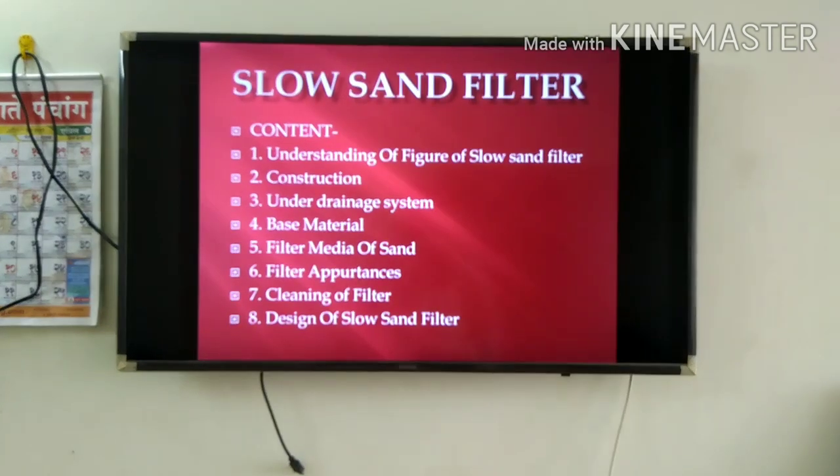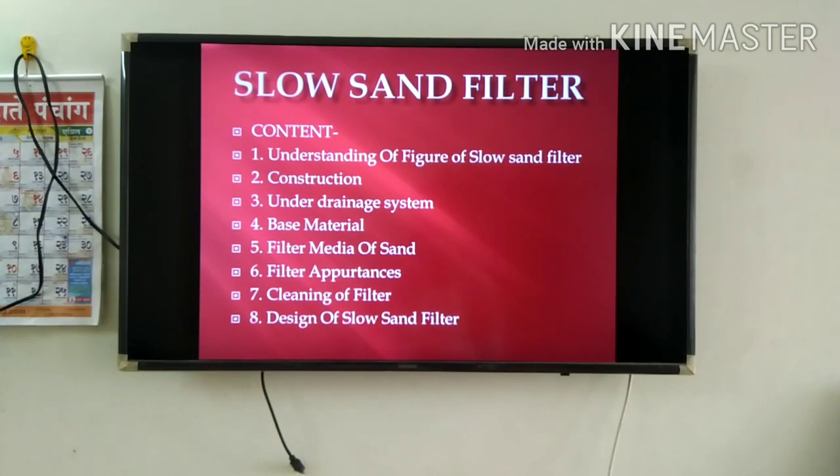The contents are: first, understanding the figure of the slow sand filter. Second, construction. Third, under drainage system. Fourth, base material. Fifth, filter media of sand. Sixth, filter appurtenances. Seventh, cleaning of filter. Eighth, design of slow sand filter.